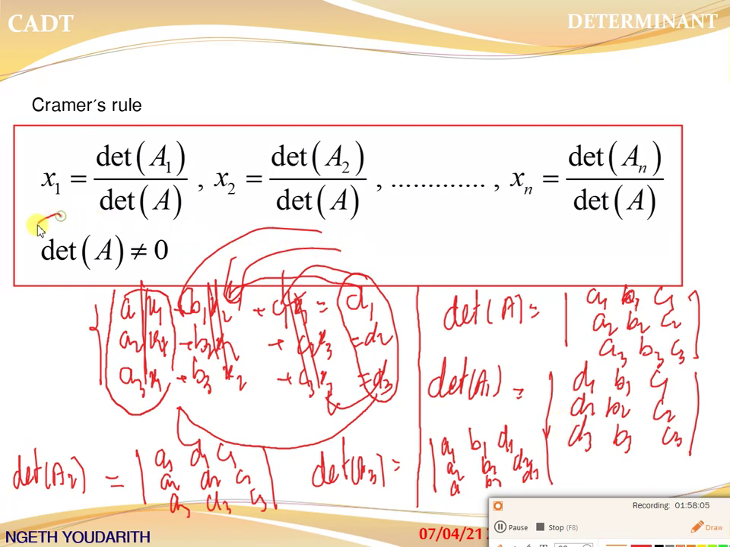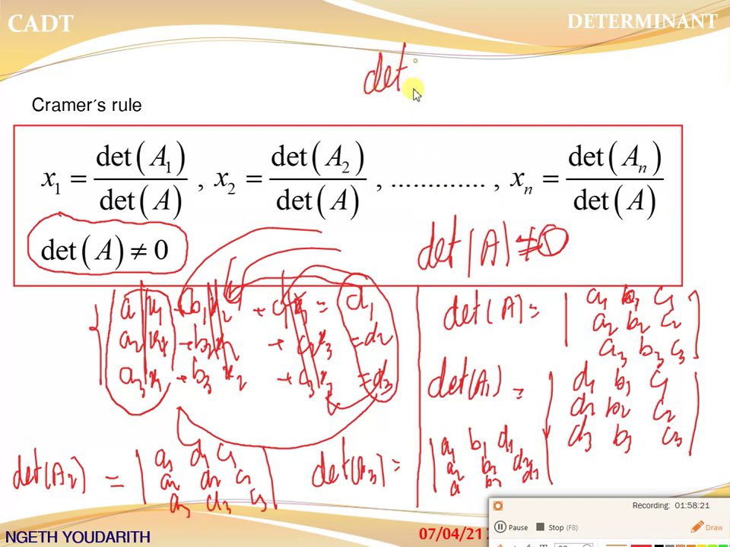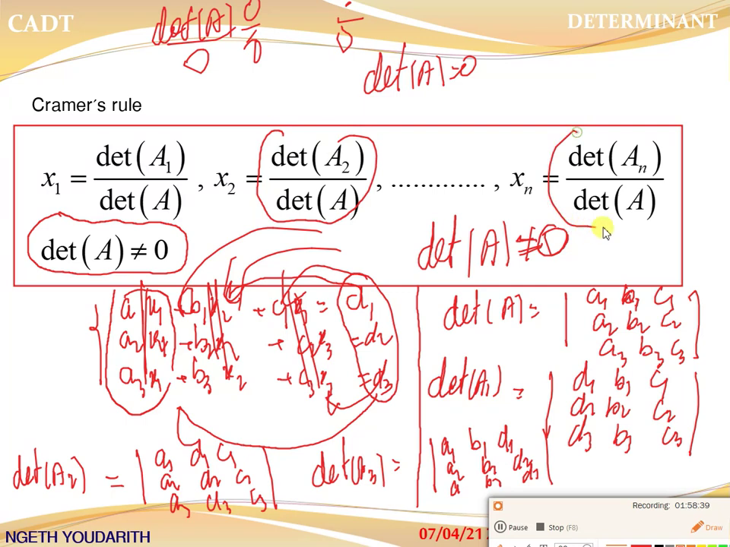But in the case of Cramer's rule, the necessary point is whether the determinant of A is equal to 0. If determinant A equals 0, it means determinant A1 over 0. If this one is 0 over 0, and this one is 0 over 0, and this one is 0 over 0.